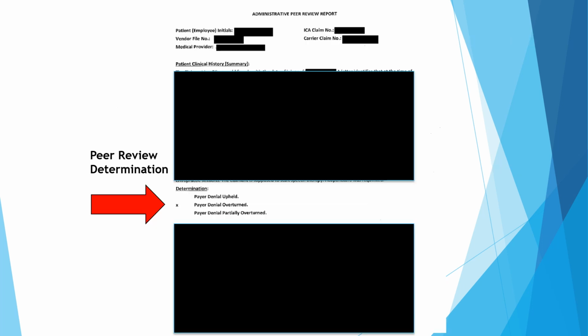This is what an administrative peer review looks like. I know this paper is highly redacted. We do need to protect the information of that person, but I do want to demonstrate where that red arrow shows. In this case, the denial was overturned. The treatment or services were considered to be reasonable and should be part of the benefits.